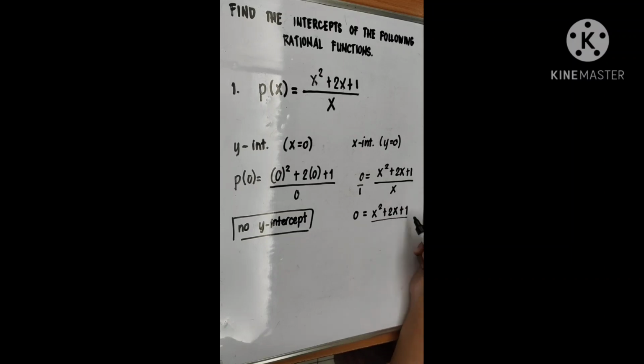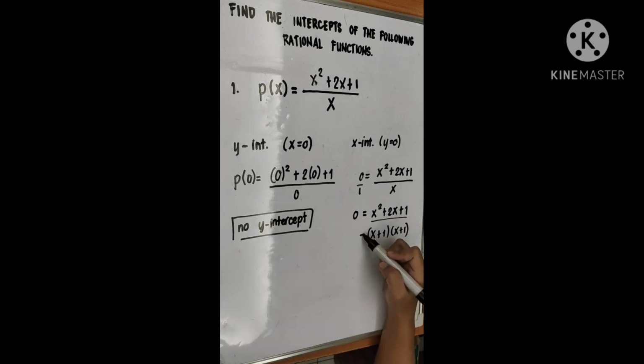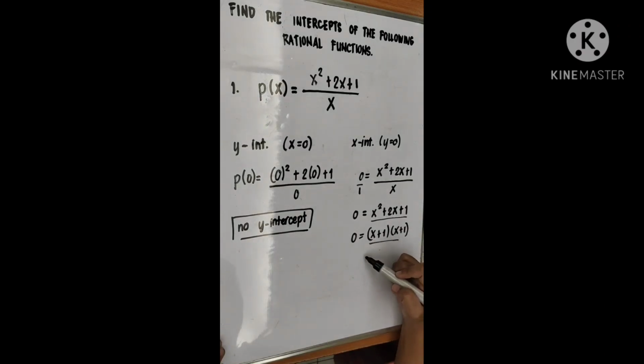And so we are going to factor this trinomial here to get the value of x. So factoring, we have x plus 1 times x plus 1 is equal to 0. So this will give us, since they are identical, we will equate x plus 1 to 0, and therefore x is equal to negative 1. So this is now our x-intercept.